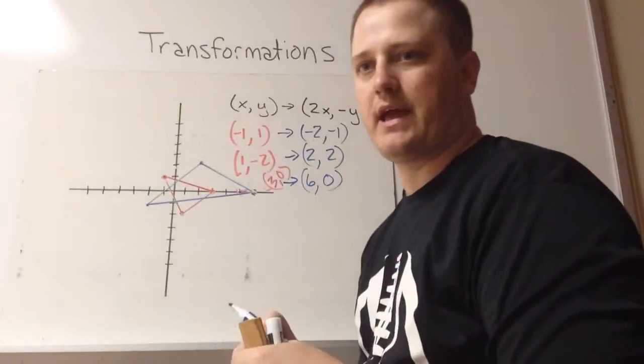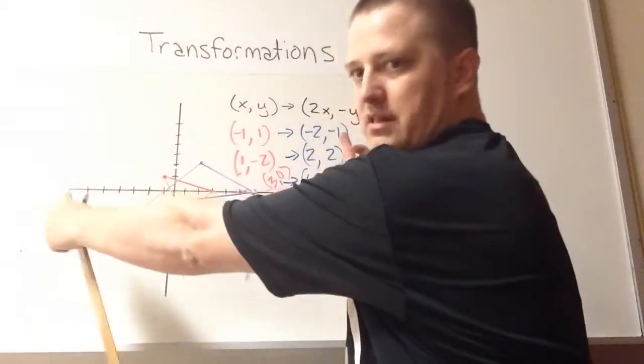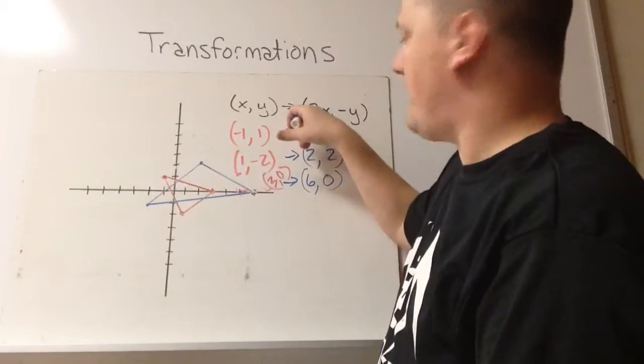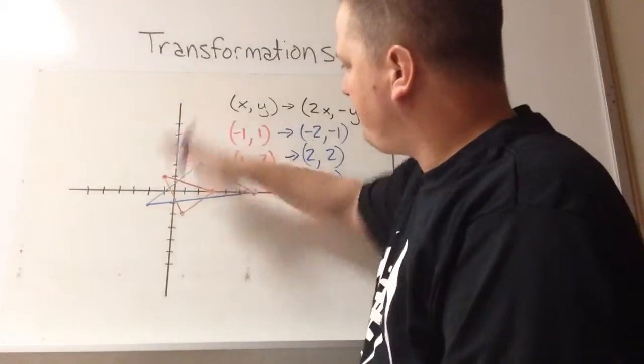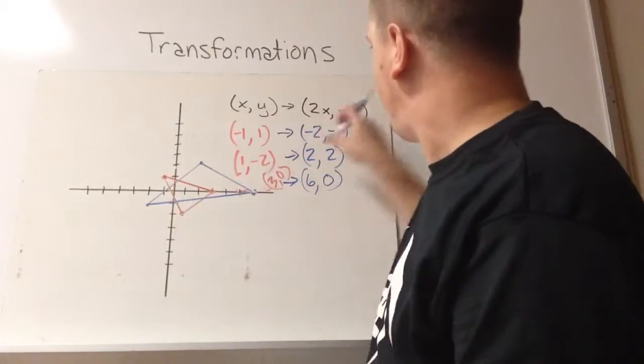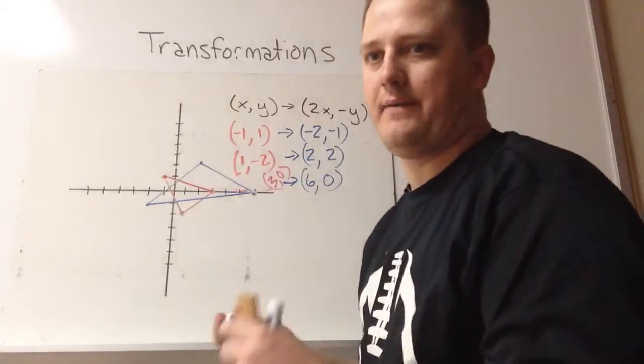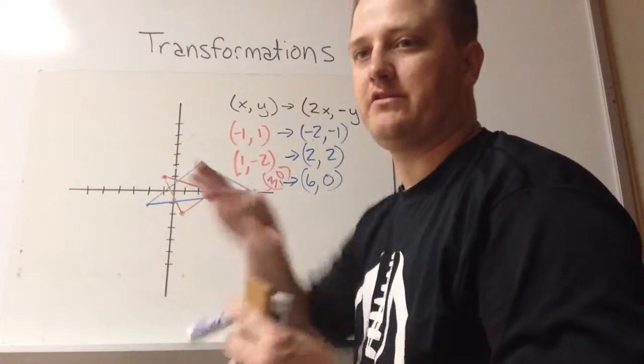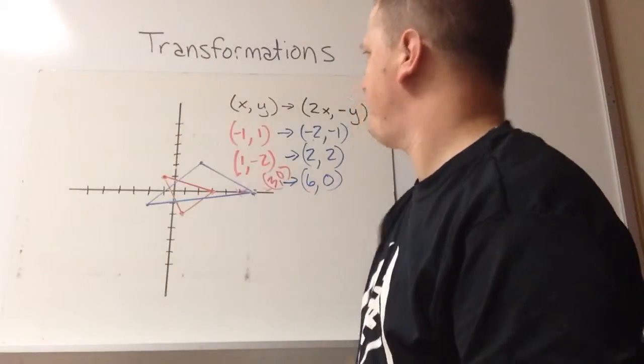Okay, this one, if you look at it, has been stretched lengthwise here. That's the times by 2. And it's been flipped across the x-axis. Notice our point's up here instead of down there. That's the negative y. So that's the reflection, is flipping it top and bottom.